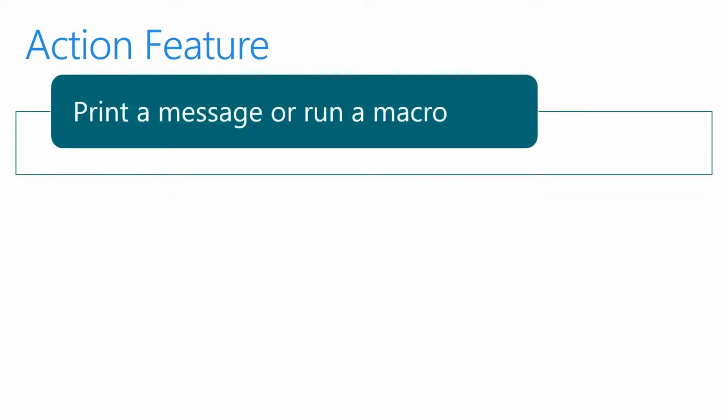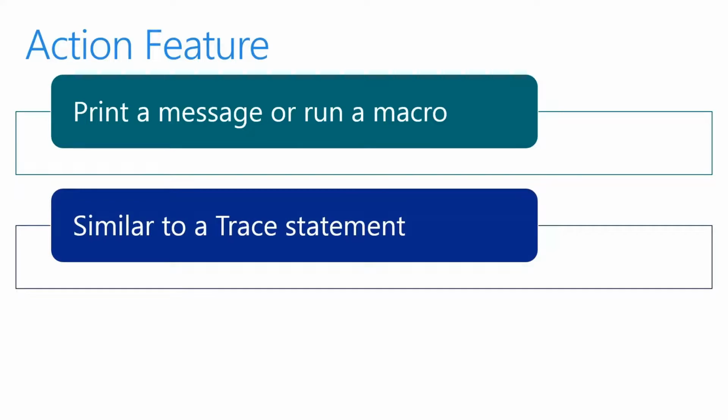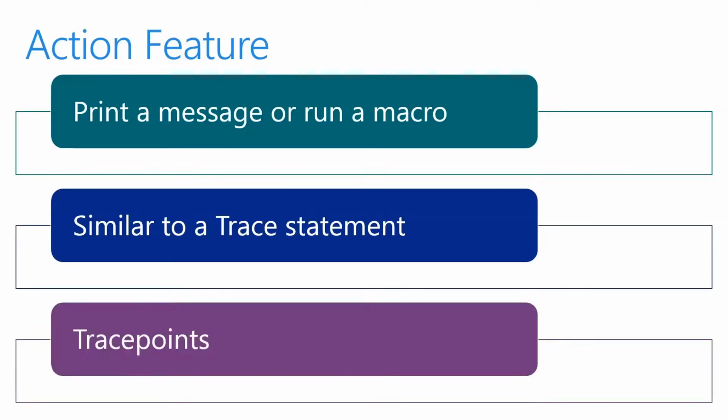Breakpoints also have an action feature. Actions specify something that should occur when the breakpoint is hit. By default, the debugger breaks execution, but you can choose to print a message or run a Visual Studio macro instead. If you decide to print a message instead of breaking, the breakpoint has an effect very similar to a trace statement. Lastly, this method of using breakpoints is also called trace points.